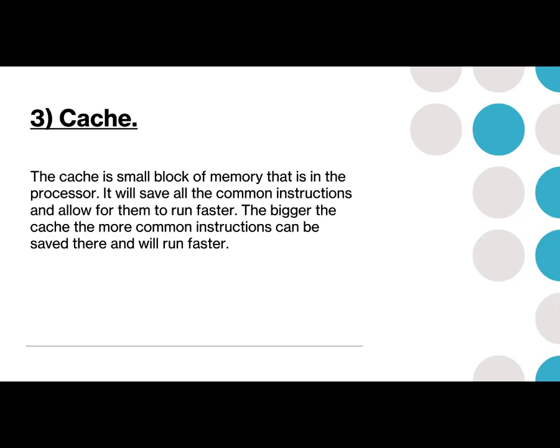Cache. The cache is a small block of memory that is in the processor. It will save the common instructions and allow them to run faster. The bigger the cache, the more common instructions can be saved there and will run faster.